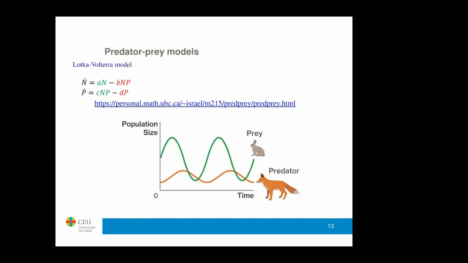One of the best known models is the Lotka-Volterra model. In this Lotka-Volterra model you have a predator-prey system. So you have two species, one is the predator of the other, and it is modeled in this way. N is the prey. N grows by itself.